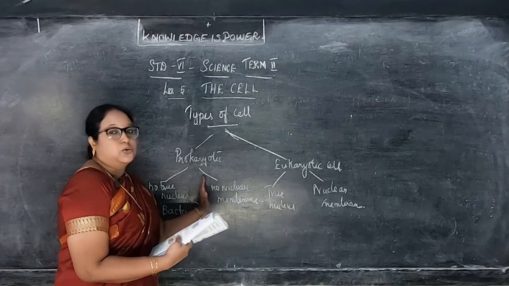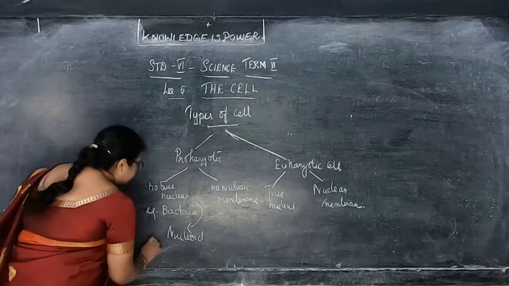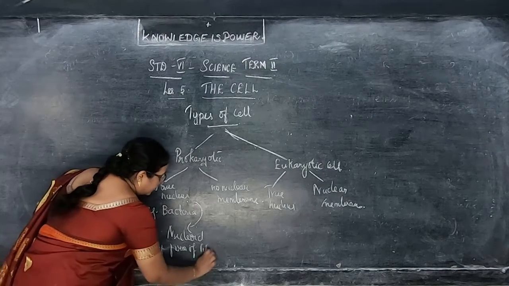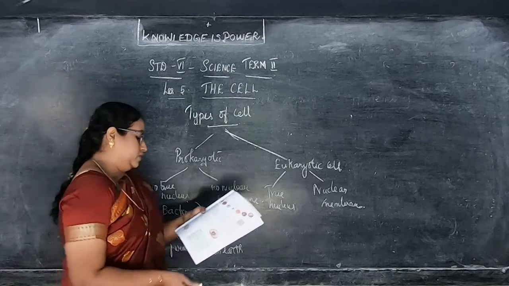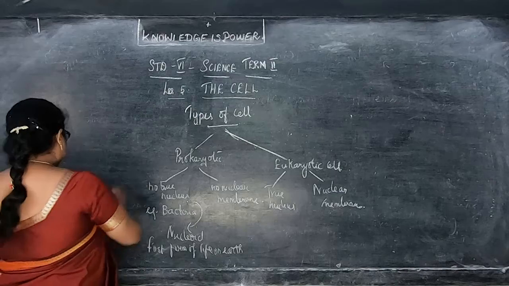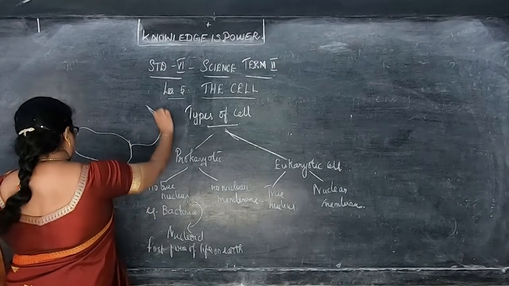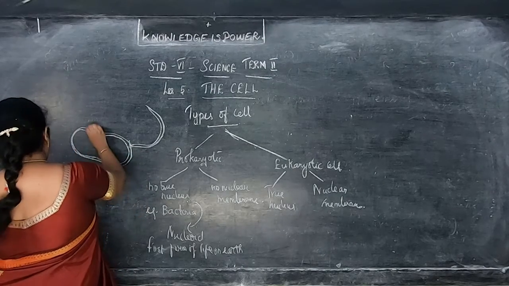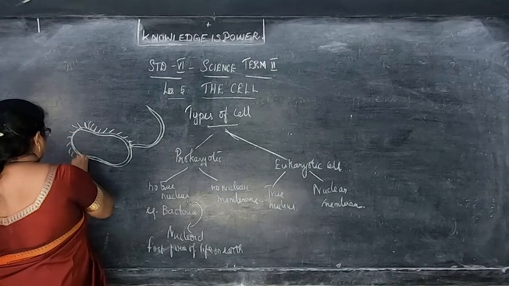Since there is no nuclear membrane, these cells are the first form of life on earth. Okay, children, this is the first form of life on earth, 0.003 to 2 micrometer in diameter. For example, bacteria, as I said. So this is a bacteria. It's a diagram of bacteria. Those who have the book can see that.